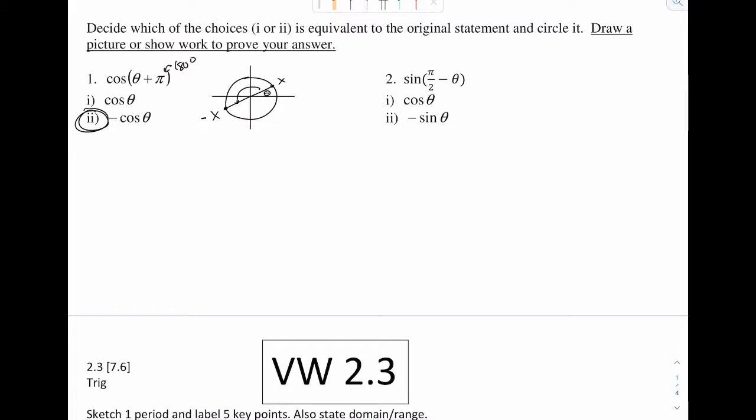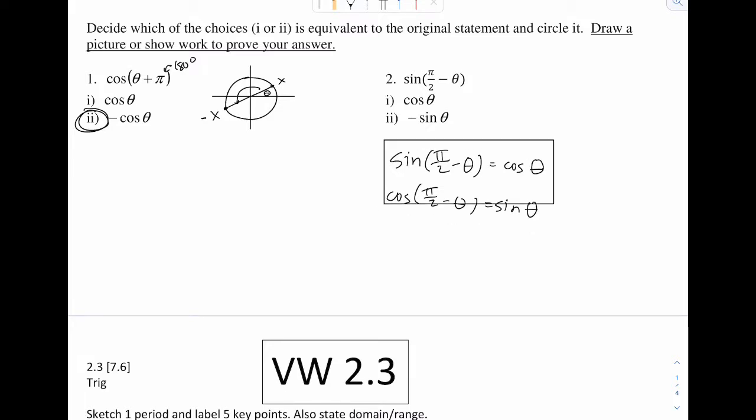Now the second one, this one is not really much to draw. Hopefully you just remember sine of pi over 2 minus theta, that's an identity. That's cosine of theta, just like cosine of pi over 2 minus theta is equal to sine theta. So quickly just recall this identity and write that down. Those are your cofunction identities. So the answer here is clearly 1, cosine theta.